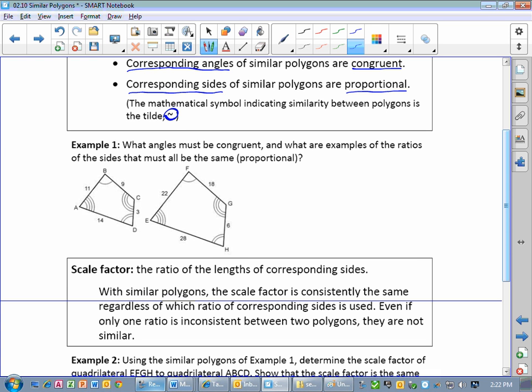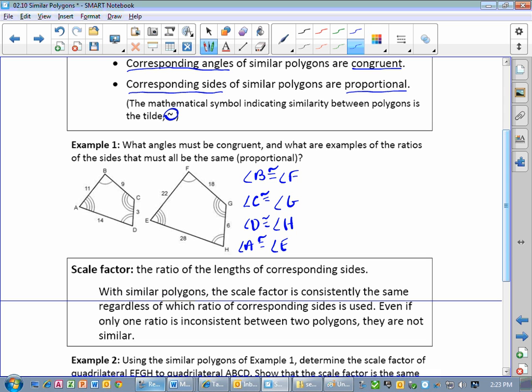So angle B is congruent to angle F. Angle C is congruent to angle G. Angle D is congruent to angle H. And angle A is congruent to angle E. So corresponding angles are congruent.